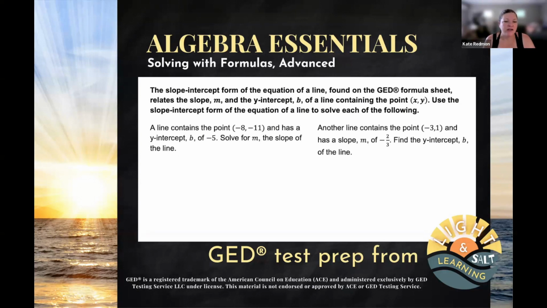So a line contains the point -8, -11, and has a y-intercept, b, of -5. Solve for m, the slope of the line. Now, you don't have to know what formula to choose today because I told you. I told you what formula relates these things. It's the slope-intercept form of the equation of a line.